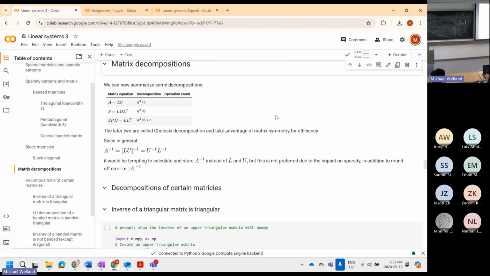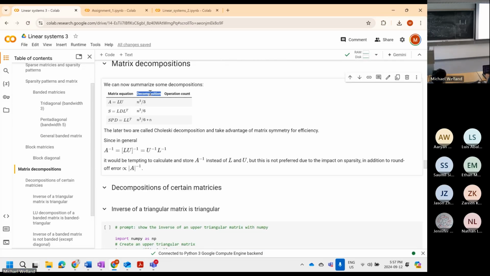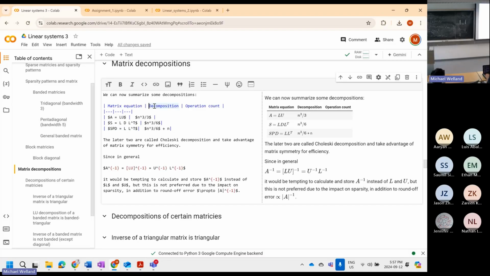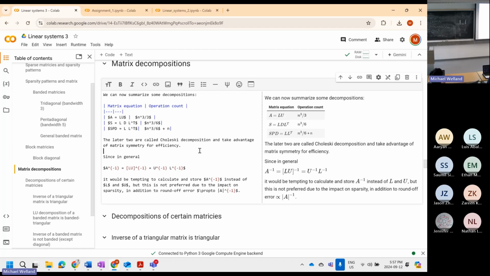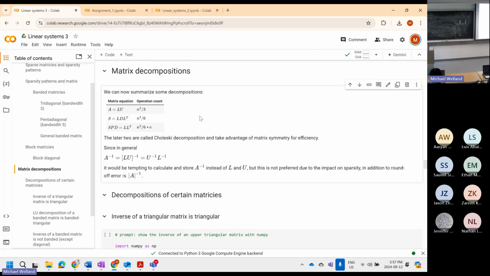Okay, let's summarize some. Oh, geez, Mike, come on. I added something here, and apparently I broke the table. There we go. That's better. Okay.